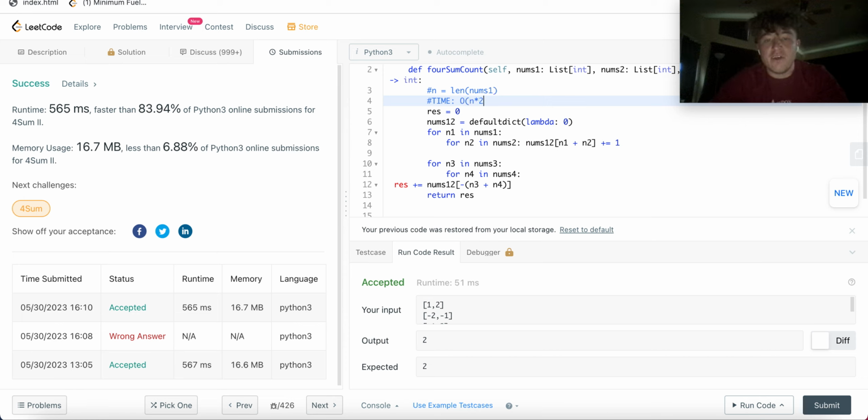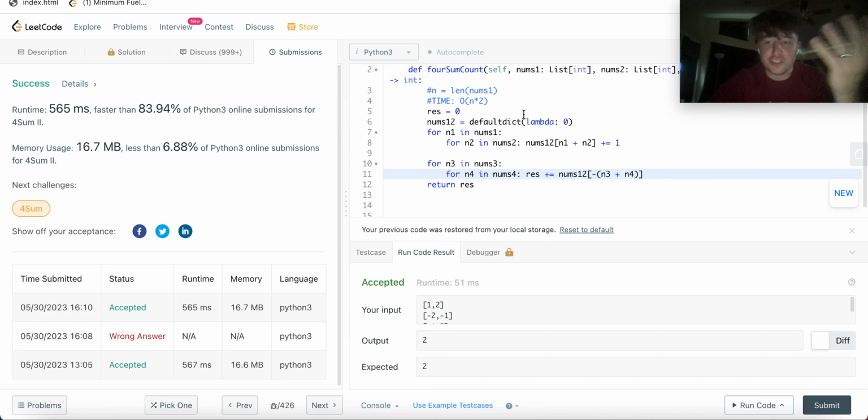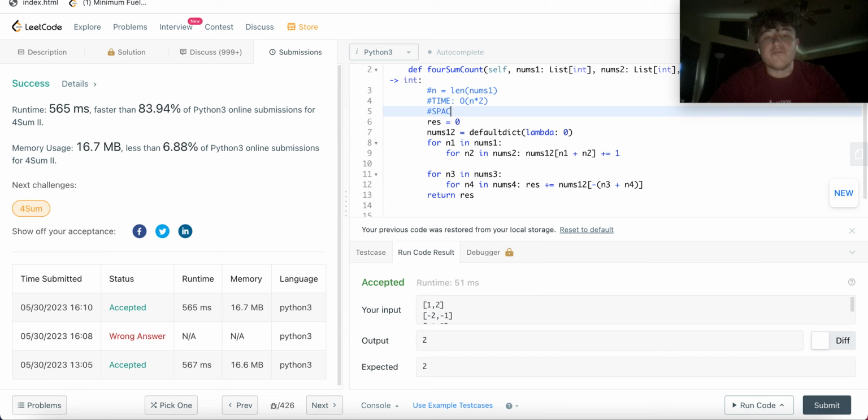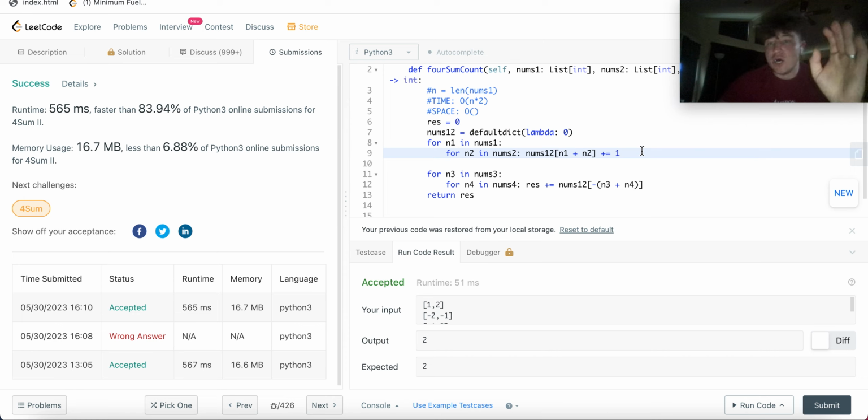Okay, so big O of n squared, plus another n squared to look at all nums3, all nums4. They have the same length, so it's going to be the same time. So it's 2n squared, which is just big O of n squared. And then for space, well, the only thing we really create is this default dict. We have to put at most n squared values in this default dict, right?